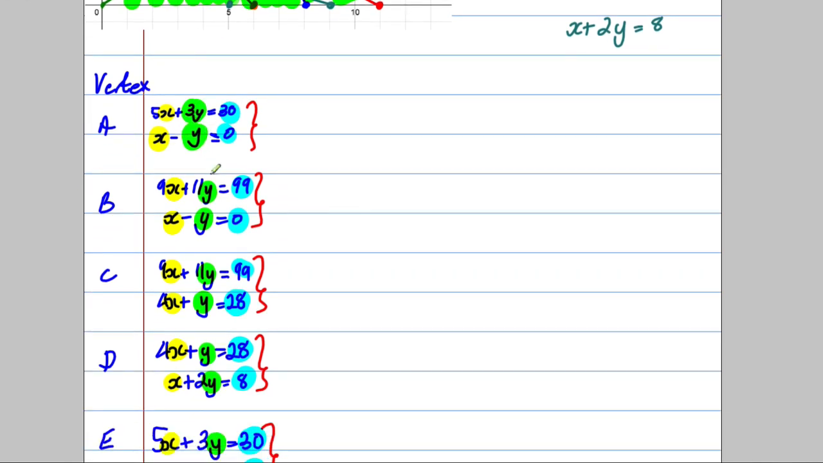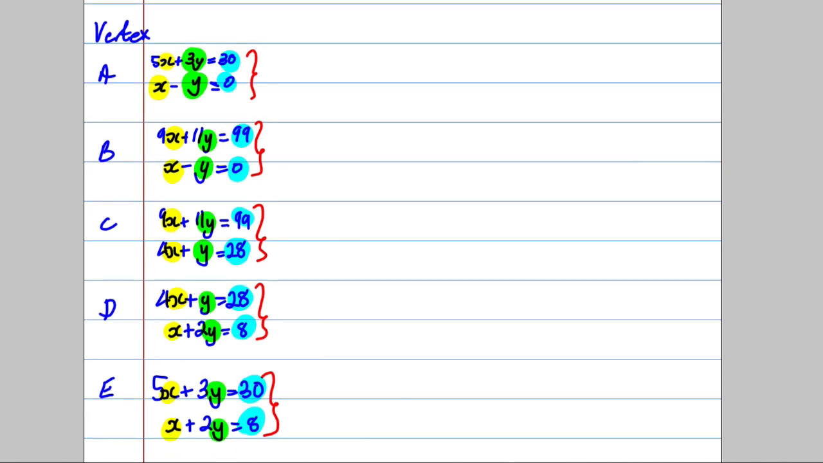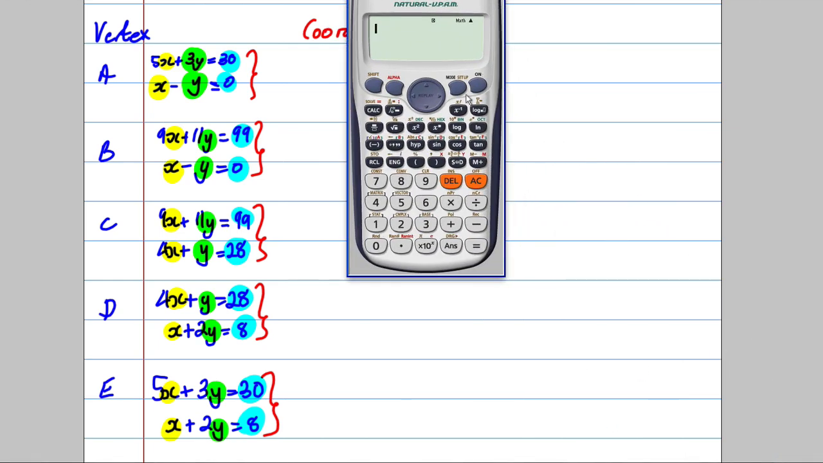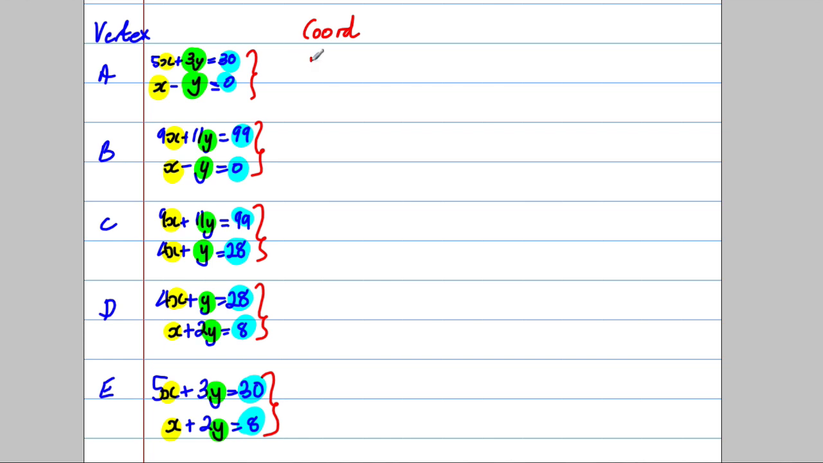So the first thing I want to work out is the coordinates of each of the vertices. So I'm going to write a heading down for the coordinates, calculator out. Remember, I've showed you this in a previous video, so mode, equation, number 1, and we type 5, 3, 30, 1, negative 1, 0. And we get 15 over 4 and 15 over 4 for the coordinates. So our coordinates are 15 over 4 and 15 over 4 for A.